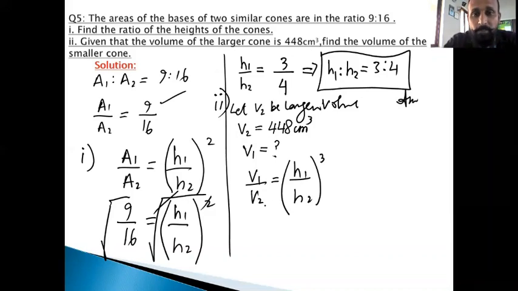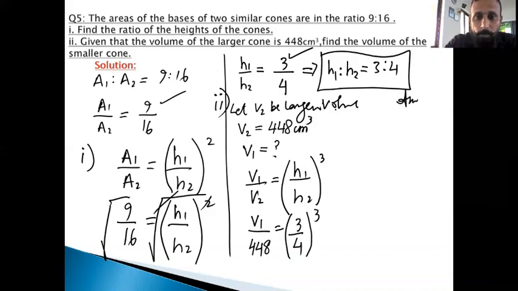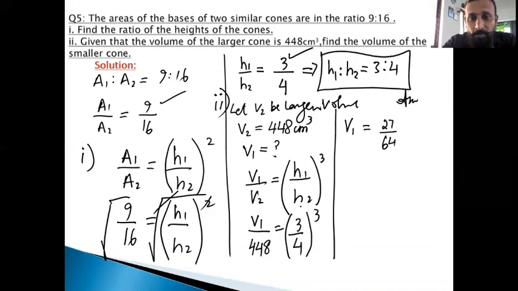So let's plug in these values which are given to us. V1 is unknown, V2 is 448, H1 and H2 we have just calculated, 3/4, the whole cube. So now we'll do the needful cross multiplication. First, we need to open up the bracket. 3 cube is 3 3s are 9, 9 3s are 27, 4 cube is 4 4s are 16, 4 16s are 64. We'll cross multiply this 448 on this side, multiply by 448.